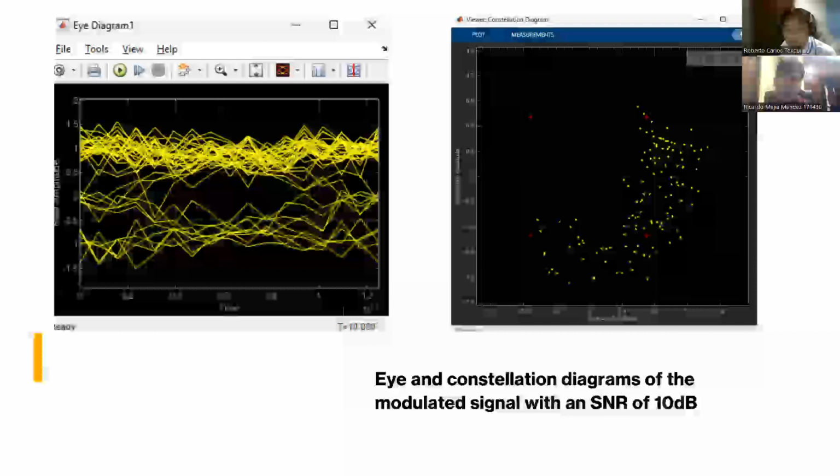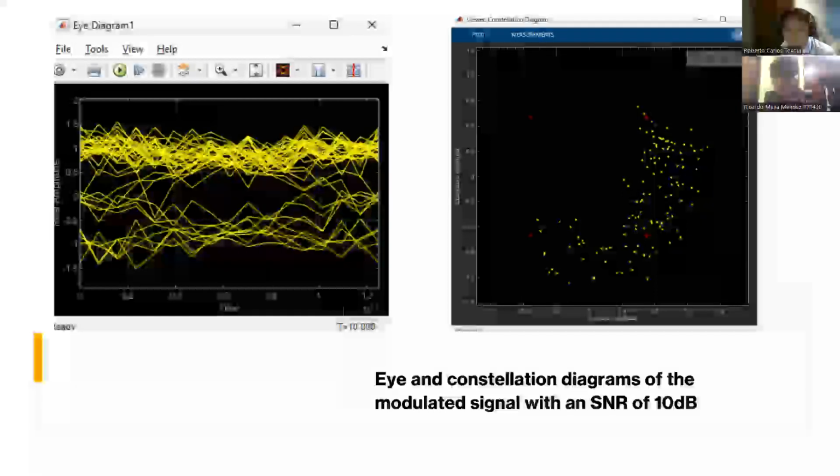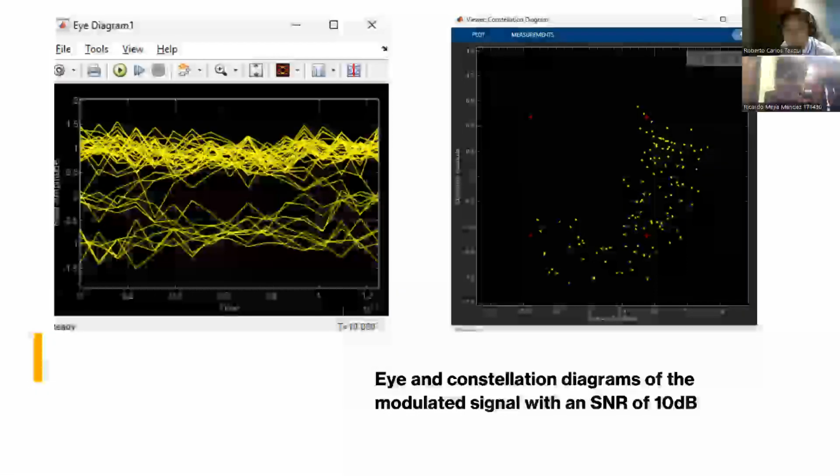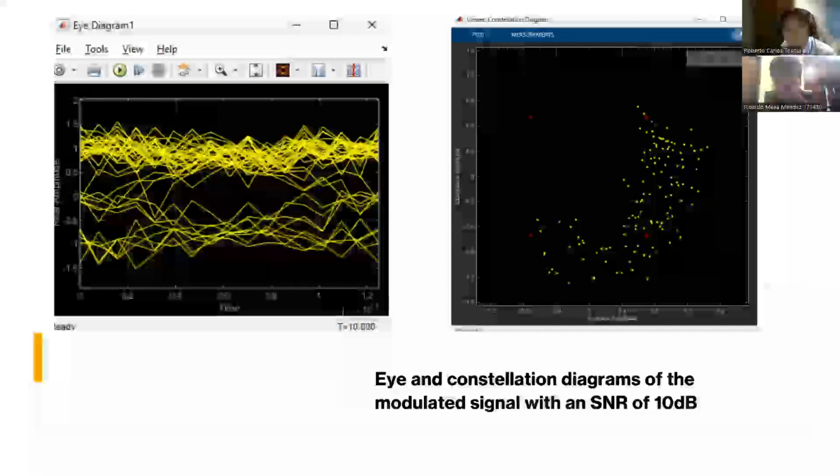Something important to note here in this case is that the SNR has a value of 10, which means that there is a moderate signal to noise ratio. So the signal of interest is stronger than the noise, but the noise can still have a significant impact on the signal quality.